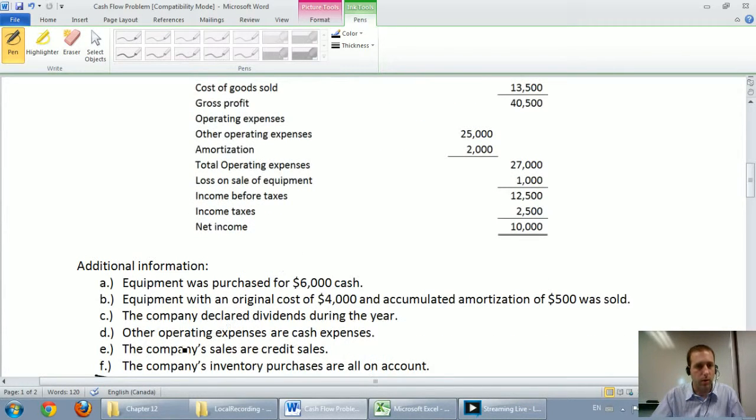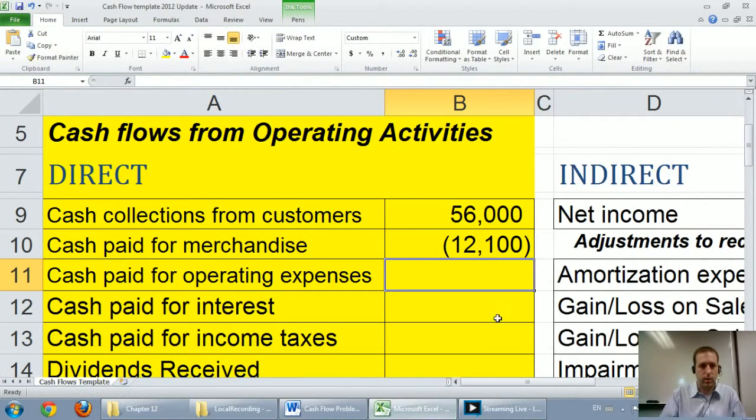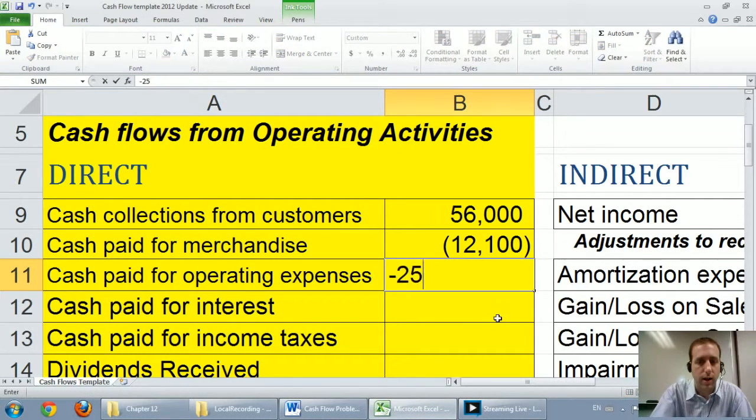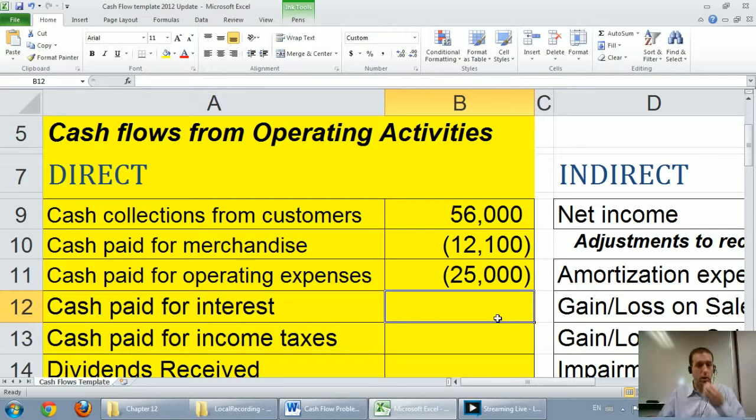Now there is a note about this. It says other operating expenses are cash expenses. So not amortization, but other, these 25,000 are our cash expenses. So I'm going to fill that in. I spent 25,000 on operating expenses.